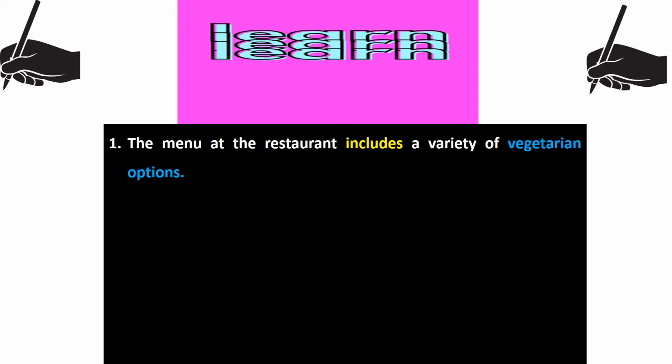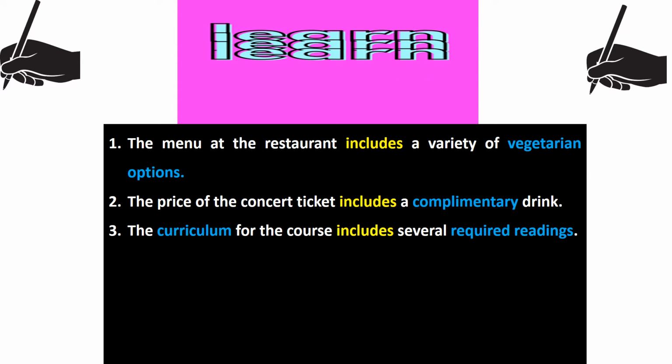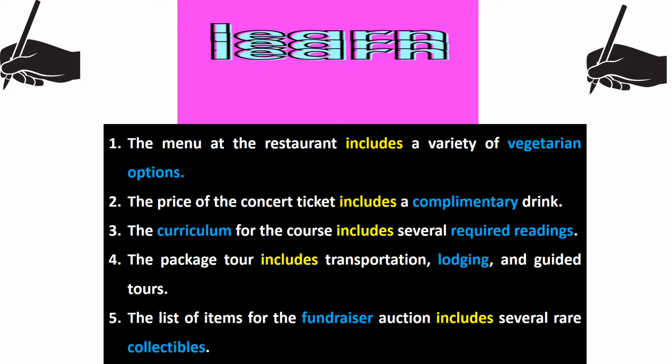The menu at the restaurant includes a variety of vegetarian options. The price of the concert ticket includes a complimentary drink. The curriculum for the course includes several required readings. The package tour includes transportation, lodging, and guided tours. The list of items for the fundraiser auction includes several rare collectibles.